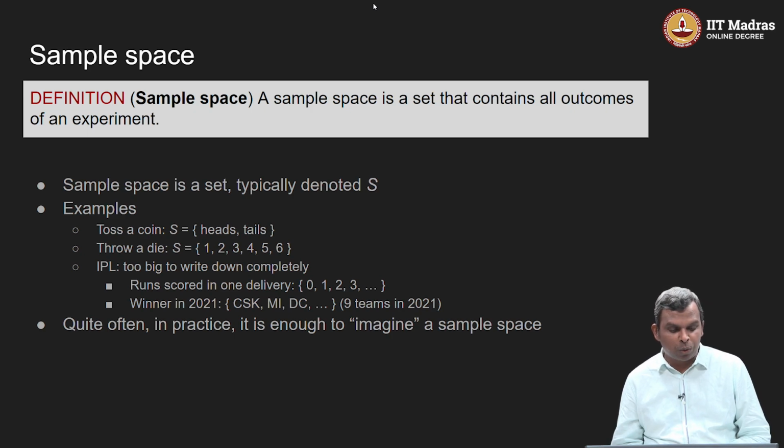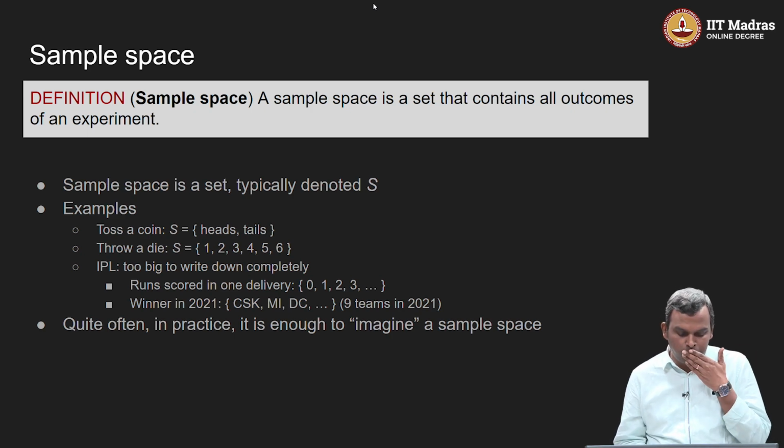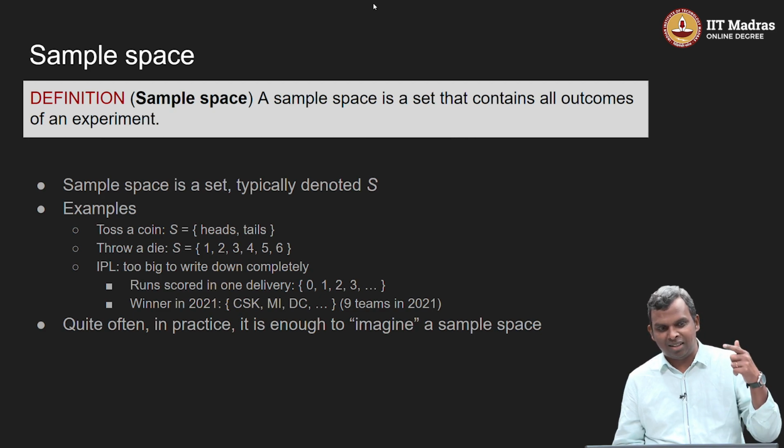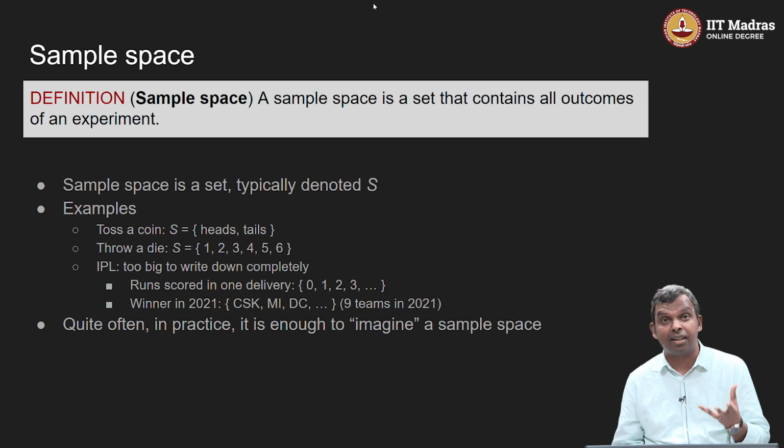Okay, so having defined a sample space, I'll also have to tell you that quite often in practice, once you get some comfort with all these notions of probability, you will hardly ever write down the sample space for a problem. You will sort of imagine that there is a sample space. There is always a sample space, and once you understand that, you will be able to work with probabilities directly. You don't have to explicitly write it down.